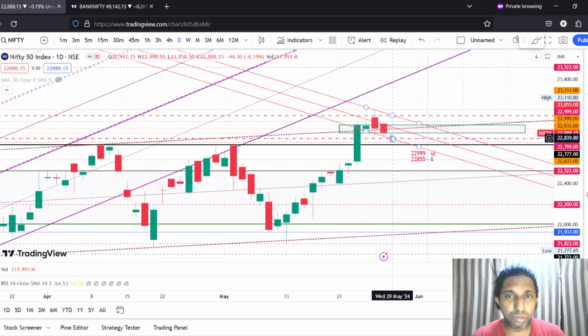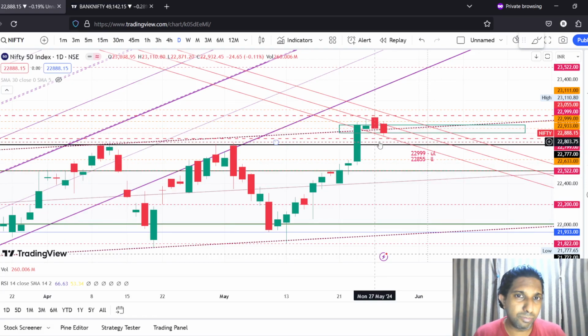So the key levels to watch out for tomorrow would be 22,999, that is roughly around 23,000, on the upper side, and 22,855 on the lower side. Now, as I said, if the price breaks and sustains below 22,855, don't rush into going with the downside trade, because the max level as per the channel that we see is 22,833. So we don't want to trade for those 20 points, right?